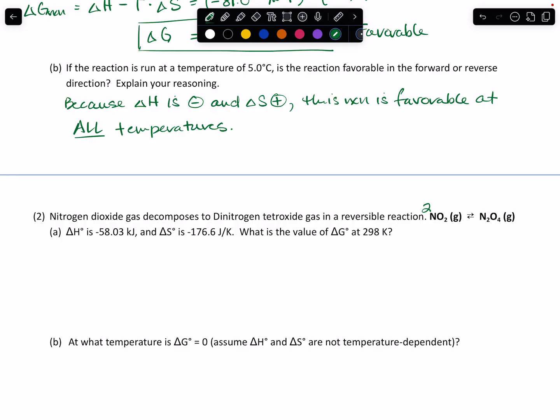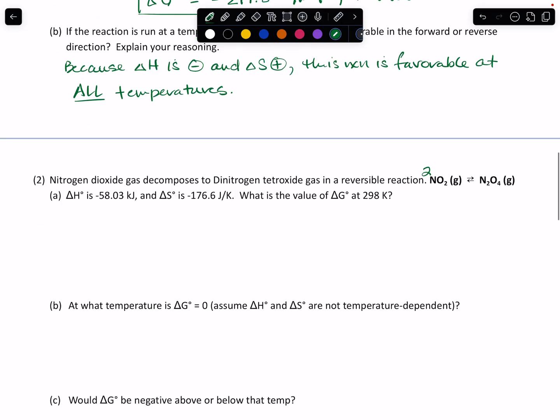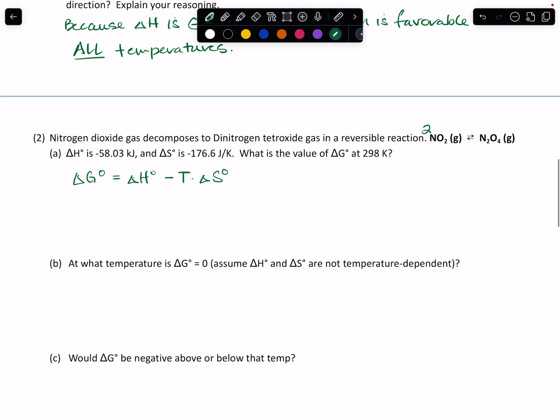The entropy change is negative 176.6 joules per Kelvin. What is the value of delta G? All right, so we are just going to use our delta G formula here because we have the enthalpy change, we know the temperature, and we have the entropy change, so we don't need to do any other calculations.